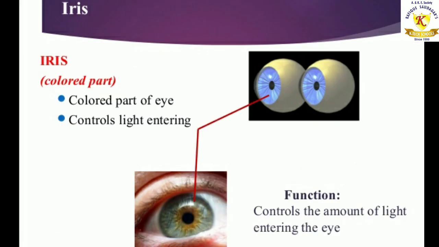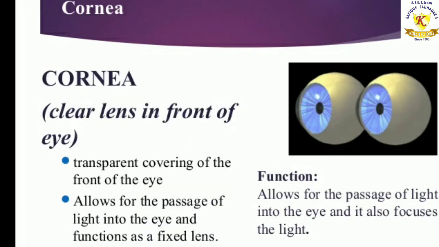Iris, the colored part of an eye, controls light entering. Its function is to control the amount of light entering the eye. Cornea, clear lens in front of the eye. It is a transparent covering of the front of the eye, allows for the passage of light into the eye and functions as a fixed lens. The functions of the cornea are that it allows for the passage of light into the eye and also focuses the light.